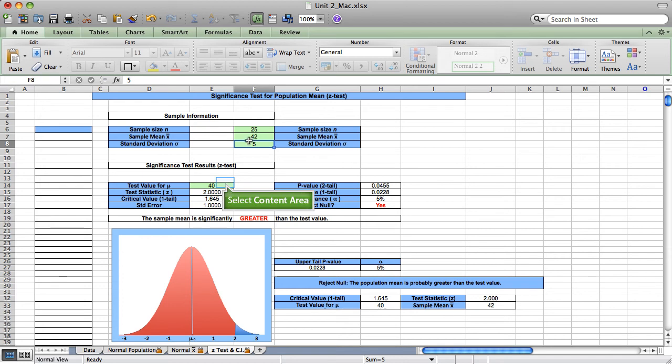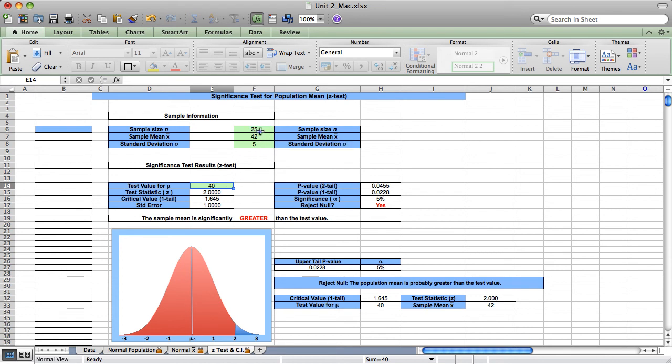So we're testing the null hypothesis that mu still equals 40. But we're using an alternative that mu is greater than 40. So what I'm trying to do is reject the null hypothesis that mu equals 40 in favor of an upper-tailed alternative. In other words, that mu is probably something significantly greater than 40. And in this case, that is in fact the case.